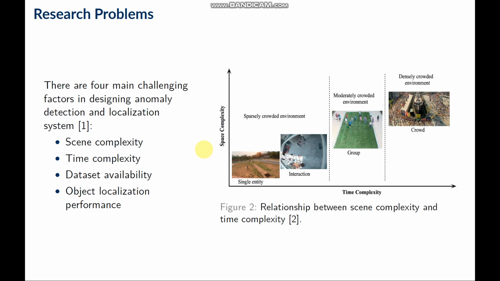Nowadays, there are four main challenging factors in designing anomaly detection and localization: the scene complexity, time complexity, dataset availability, and object localization performance. The figure on the right shows the relationship between scene complexity and time complexity. As we have a more complex, more crowded scene, the system will require more time to analyze the scenes.